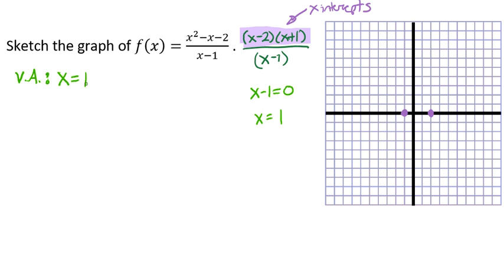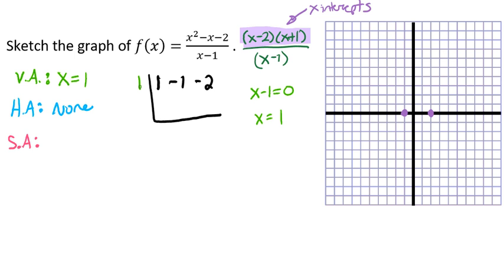Then we're going to take a look at our numerator and our denominator at their degrees. And we see that the numerator has a larger degree than our denominator. And that tells us that for the horizontal asymptote, there isn't one. So now we need to check and see if there's a slant asymptote. And in order to check for that, we're going to use synthetic division. So we will use our 1, -1, -2, and we'll divide that by our 1.